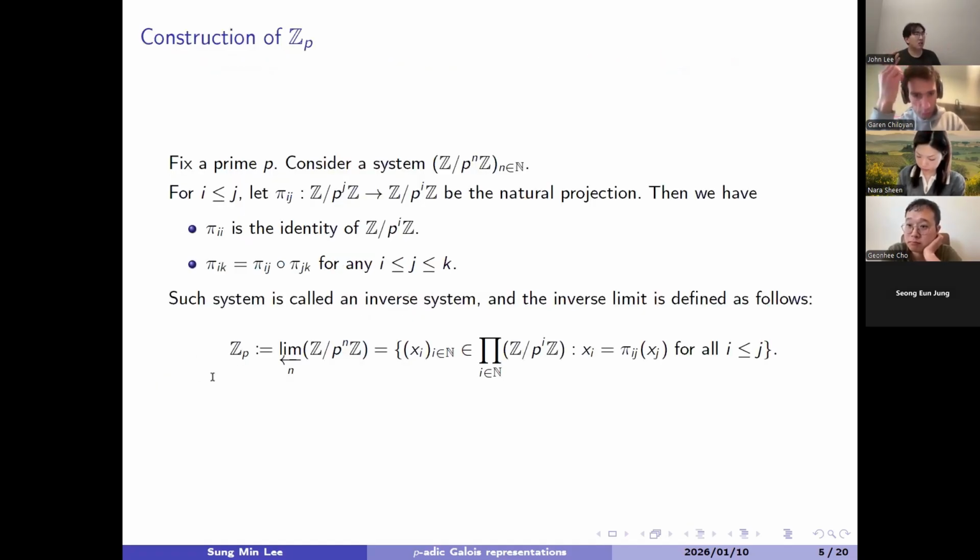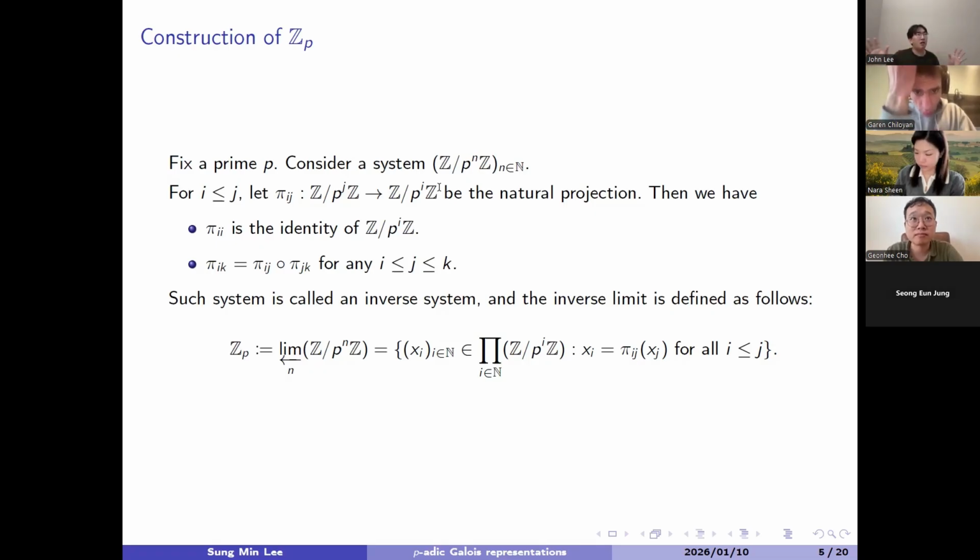And let's quickly talk about the construction of Z_p. We've been using Z_p several times, but we never talked about how Z_p is really defined. So fix a prime p and consider a system, which I'm going to explain soon. That basically means you just bring Z mod p^n Z for every n: Z mod pZ, Z mod p squared Z, Z mod p cubed Z, just bring everything.